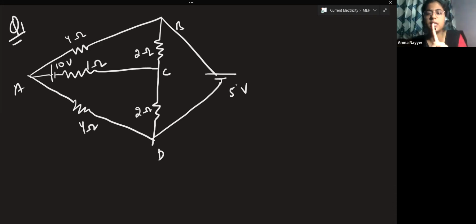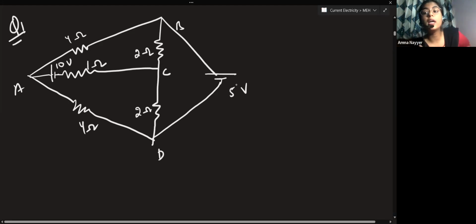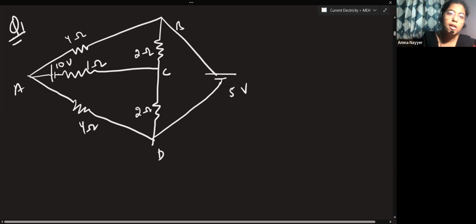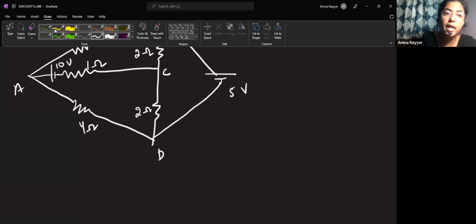But first step, application of Kirchhoff's current law. Current law, what did we see? In the current law, we had seen all the currents entering the junction is equal to the current leaving the junction. So here right now you have to decide the direction of current.